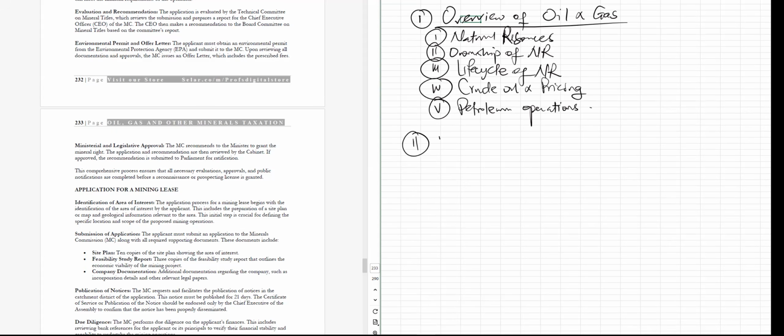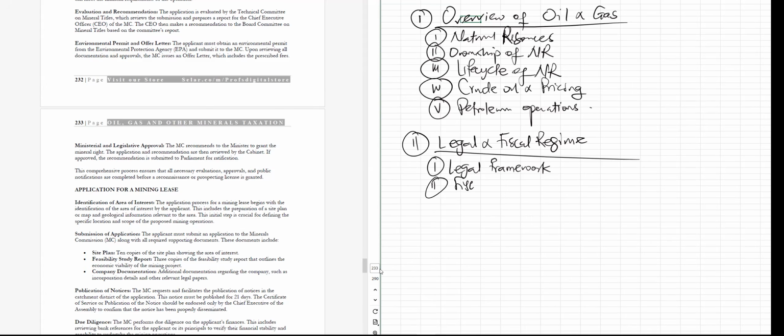The next area is the legal and fiscal regime. So question 2, the legal and fiscal regime. With the legal and fiscal regime, what do we have to know? The legal framework. There's a lot under the legal framework, and I'll use questions to take us through these things so that it won't be boring reading and explaining. Where we have to visit the book, we'll visit the book. So legal framework, then we'll look at the fiscal regime.